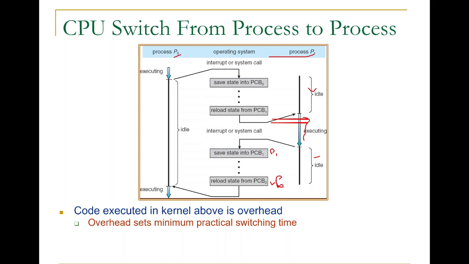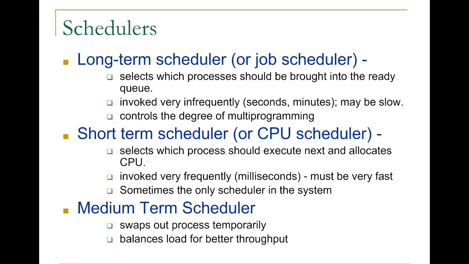So the period from when it saves process 0 and loads process 1 is called context switching, right? Now the code executed in the kernel above is overhead, as I said before. Overhead sets a minimum practical switching time. So it is the hardware that helps. The faster your hardware, the shorter the context switch time.